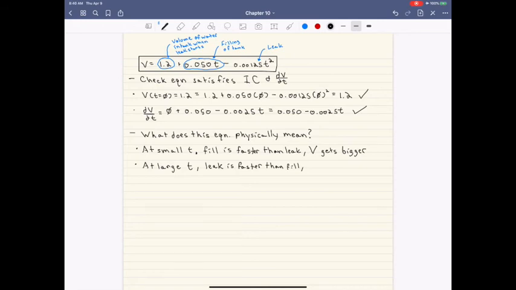And so if the leak term is larger than the fill term in magnitude, that tells us that the volume of water in our tank is now going to get smaller. Right? Or dV/dt is going to be negative. Okay? And so at small t, our volume is getting bigger, and at larger t's, the volume is getting smaller. And so based on that logic, if we go from getting bigger to getting smaller, that means that at some point, there's going to be a maximum value of our volume.